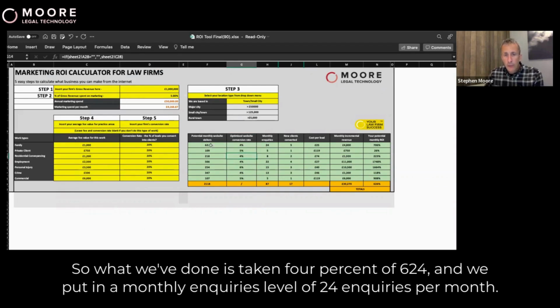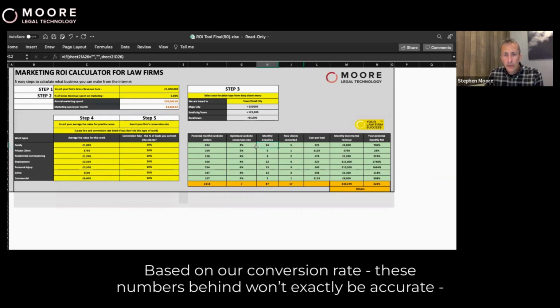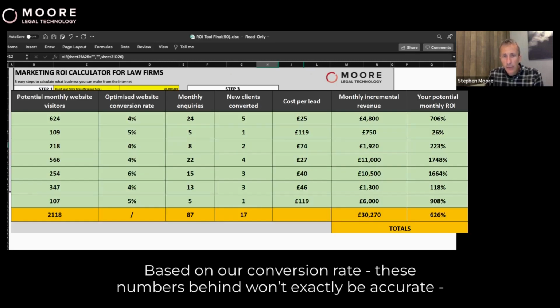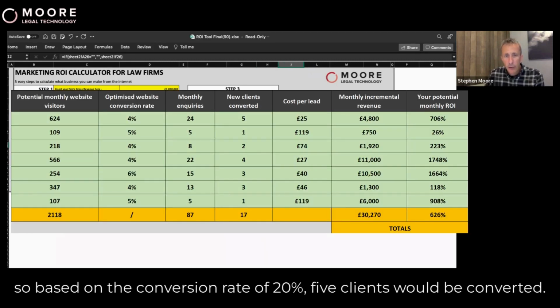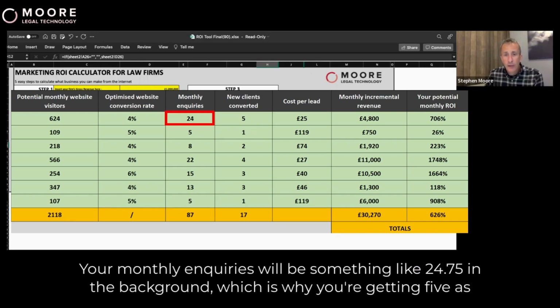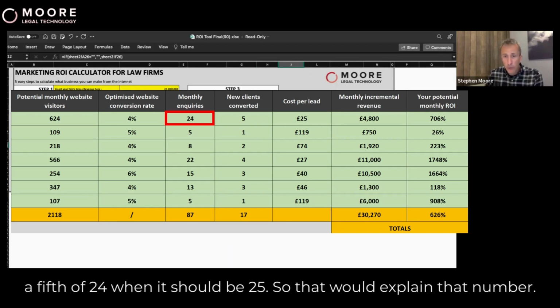So what we've done is we've taken 4% of 624, and we have put in a monthly inquiry level of 24 inquiries per month. Based on our conversion rate of, these numbers behind won't exactly be accurate. So based on a conversion rate of 20%, we put 5 clients would be converted. This will be something like 24.75 or something in the background, which is why you're getting 5 as a fifth of 24 when it should be 25. Okay, so that would explain that number.